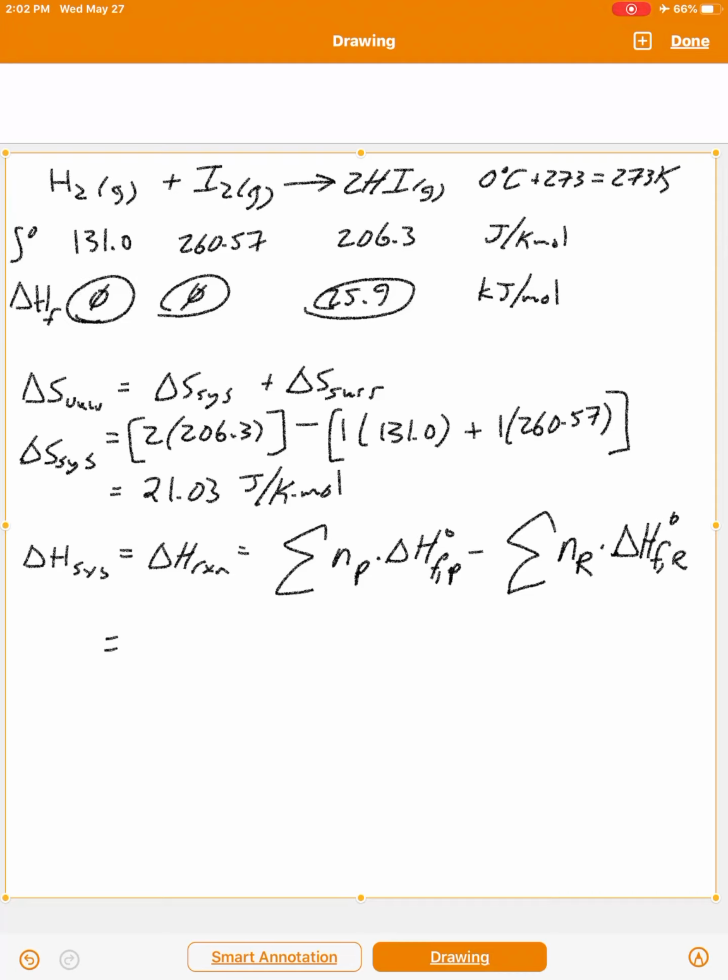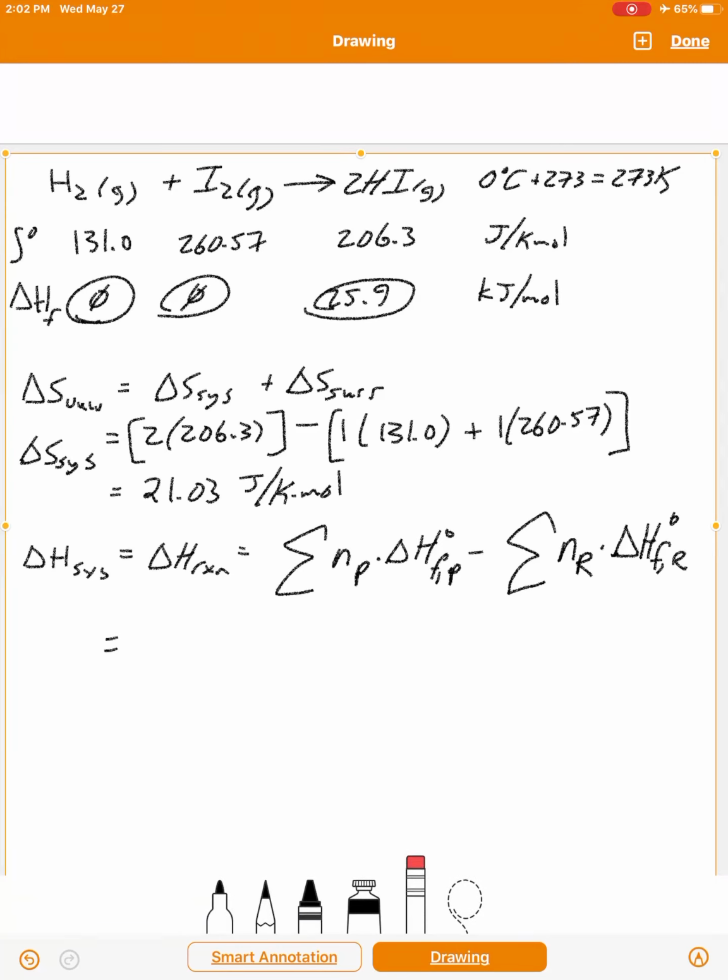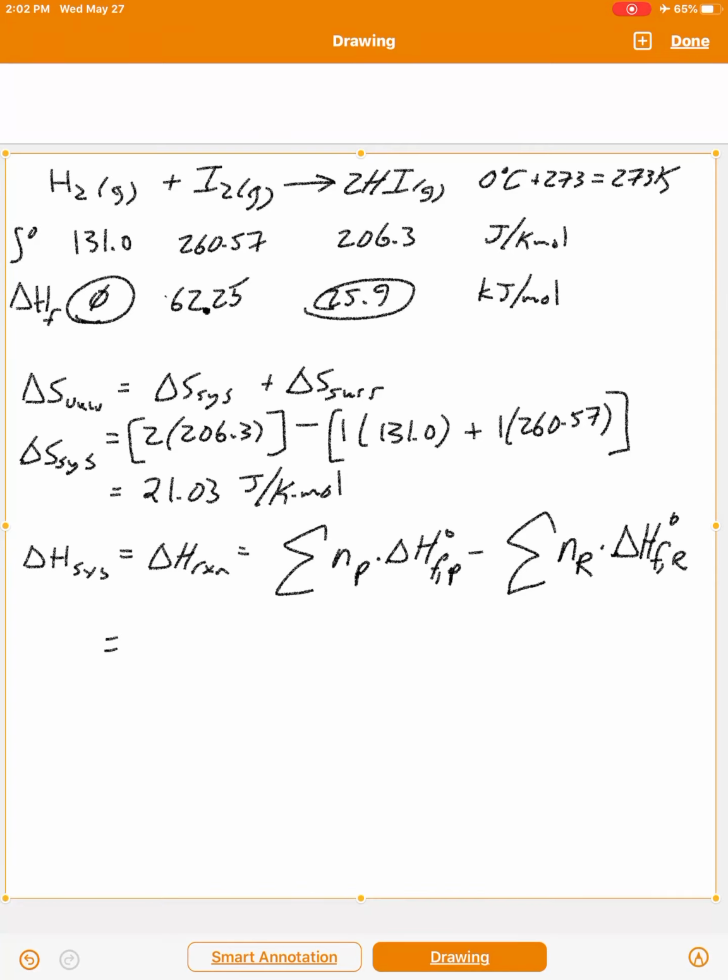Now luckily, the reactants are both elements. In their standard states, they're both zeros. Okay? So actually, let me check real quick. I'm sorry, I have a mistake here. It's not 0 for I2, it's 62.25. I just went back and checked it, and that was incorrect. It's not 0. There we go. Okay. So let's come back over and try this then.